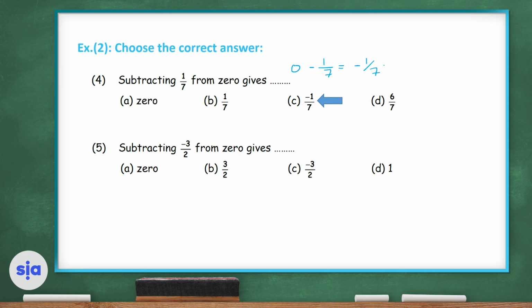Last question in the multiple choice. Subtracting negative 3 over 2 from 0. So it's 0 minus negative 3 over 2. Negative and negative will be positive. So this means it's 0 plus 3 over 2, which is for sure 3 over 2.